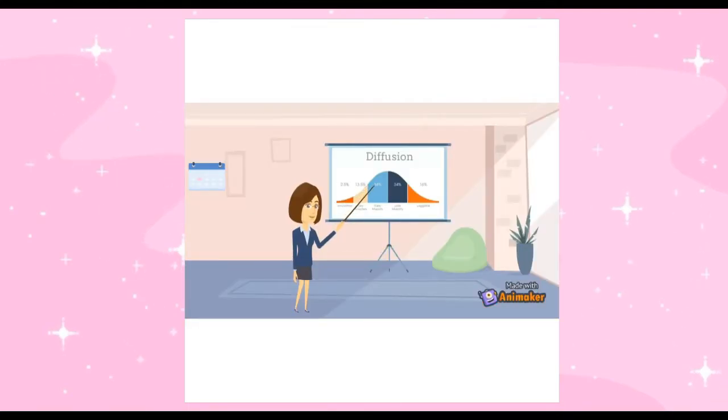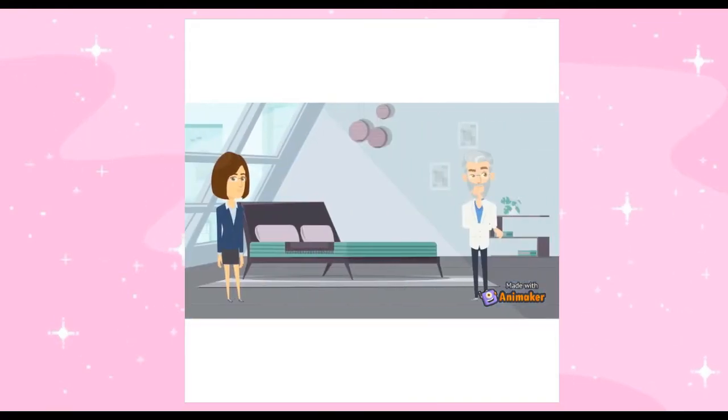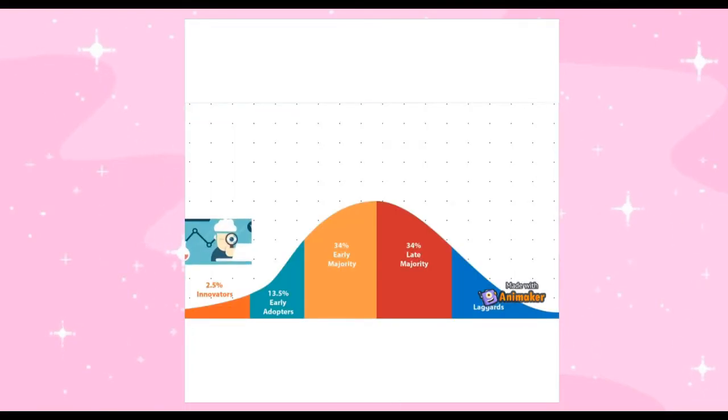Diffusion is the percentage of the population that has adopted an innovation at a specific point in time. According to Rogers' diffusion curve, the customers are classified into innovators, early adopters, early majority, late majority, and laggards. Innovators are those who want to be the first to try the innovation. Early adopters are those who are comfortable with change and adopting new ideas.